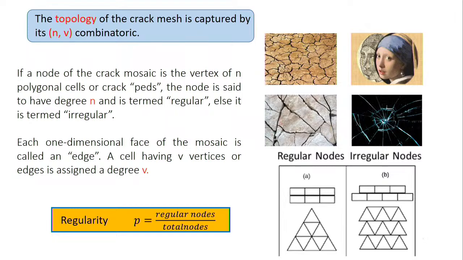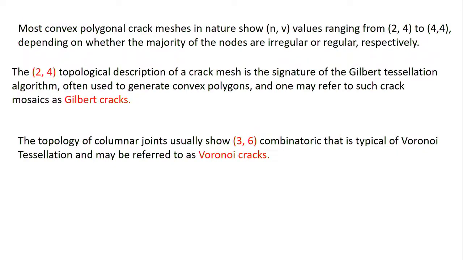What is V? In simple words, V is the number of edges of a polygon. So you can talk of any crack network in terms of this NV combinatoric. And you can also define a regularity index P, which is a ratio of the number of regular nodes like here to the total number of nodes. All right? So these are basic definitions.